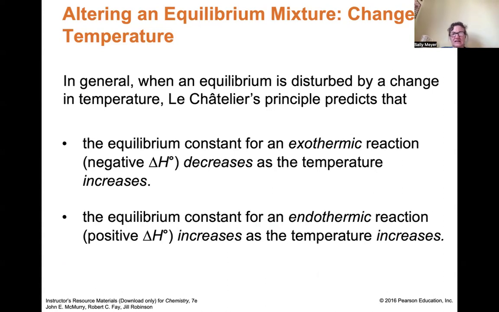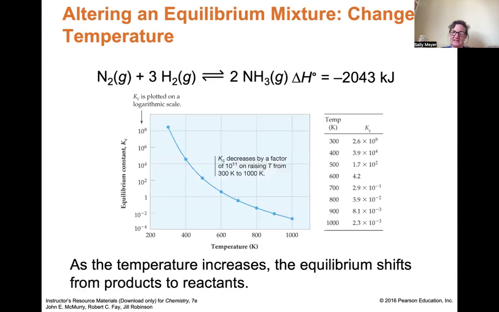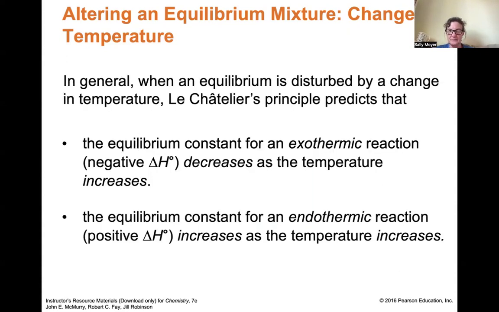So in general, when an equilibrium is disturbed by a change in temperature, Le Chatelier's principle predicts that the equilibrium constant for an exothermic reaction decreases as the temperature increases, because if heat is a product in an exothermic reaction, you're going to force the reaction back towards the reactant side, and so the numerical value of the equilibrium constant will get smaller.